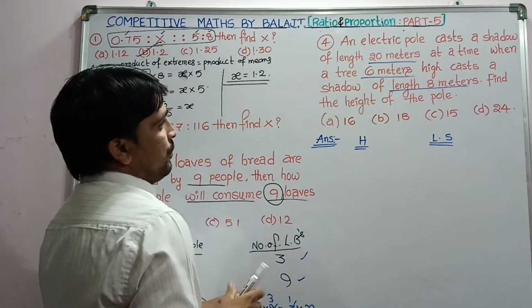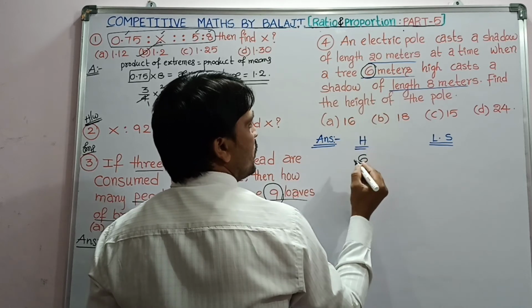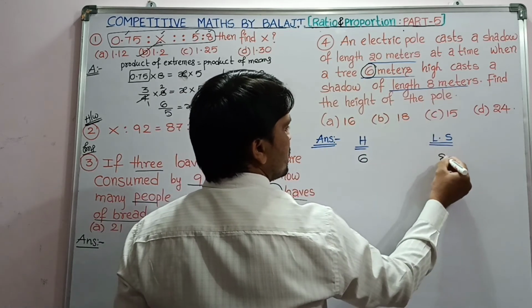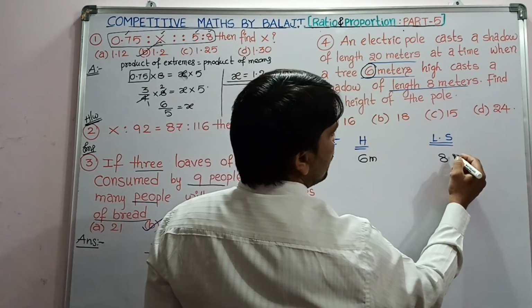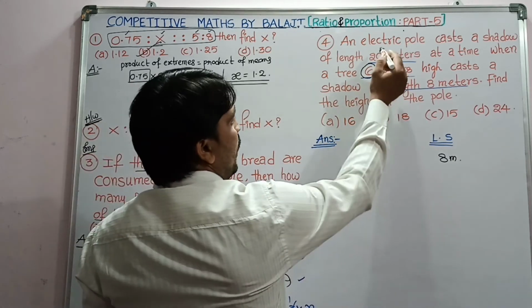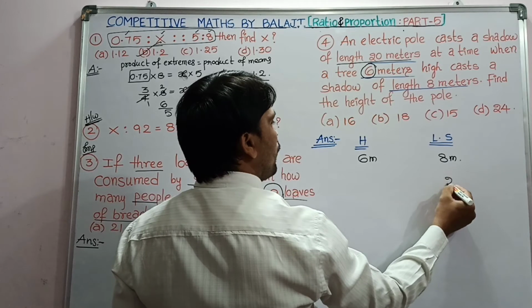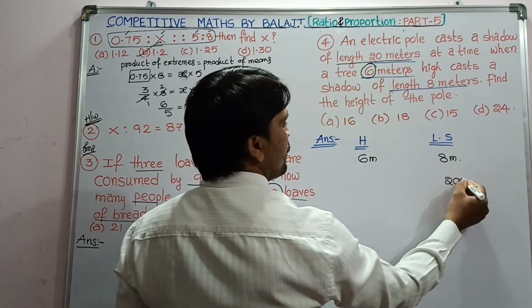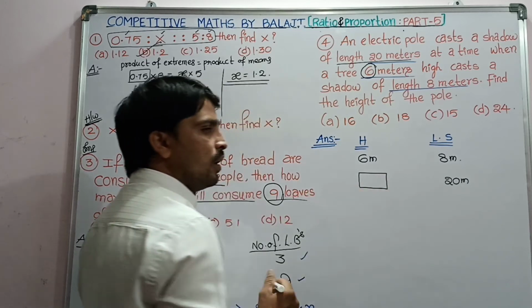Okay, these are the heights, these are the lengths of shadows. First of all, a tree 6 meters high casts a shadow of 8 meters. Then an electrical pole casts a shadow of length 20 meters. Then what is the height of the electrical pole?